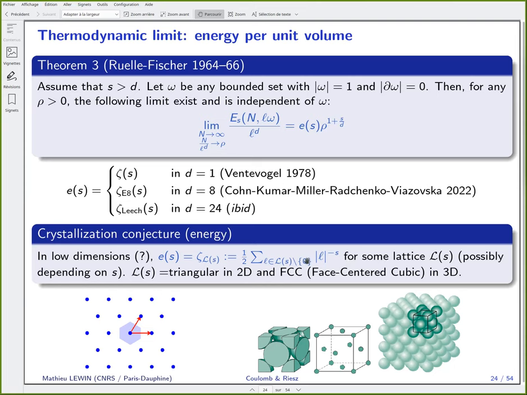I have to tell you that it's a little bit unclear if this conjecture should be right in high dimensions. People believe for sure that it's true in low dimensions, but in high dimensions, it's a little bit unclear. There are some predictions by physicists, particularly by Torquato and Stillinger, about what could happen in high dimensions. The theorem I stated is much older. It's due to Ruelle and Fisher in the 60s, and it's just about the existence of the limit without saying what the limit is.